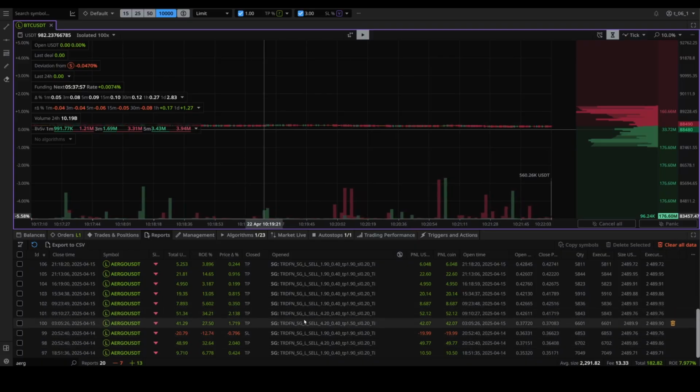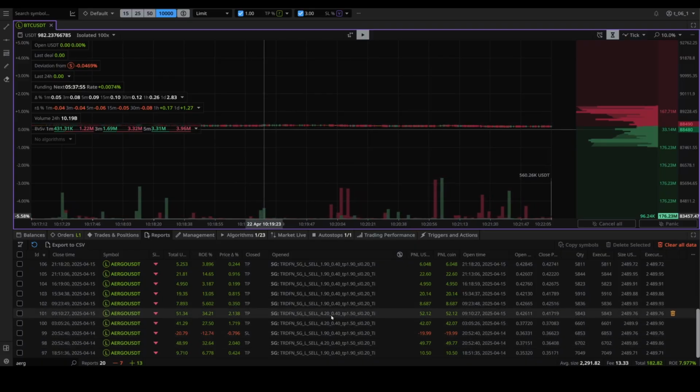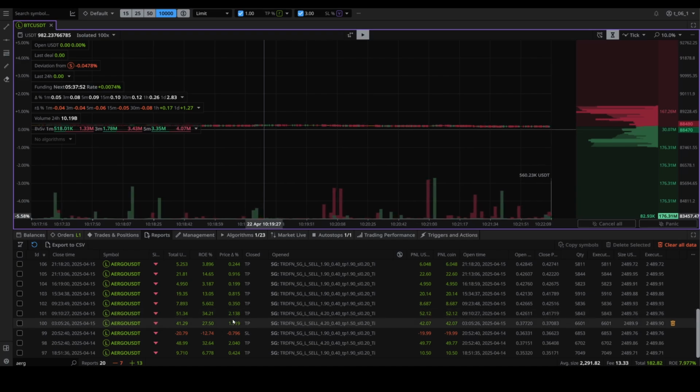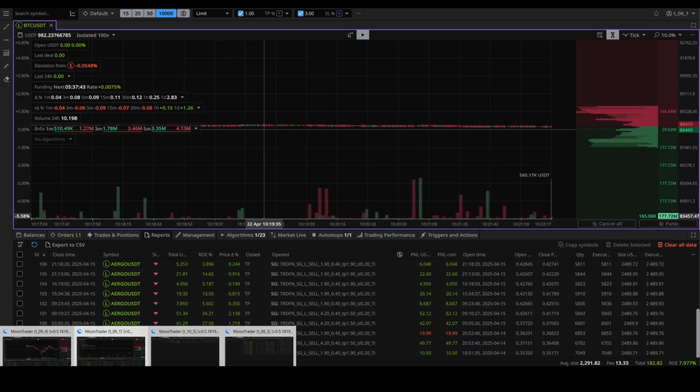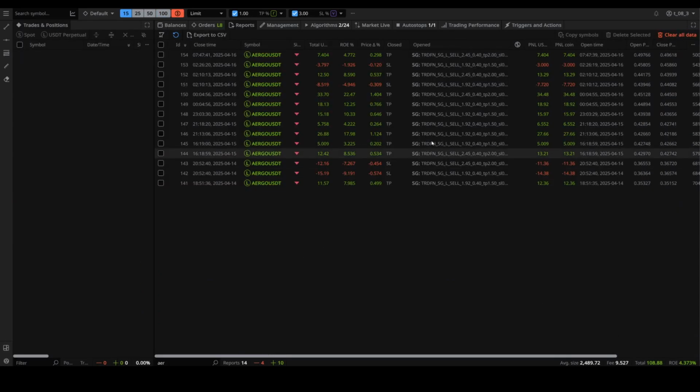So here you can see I've used a distance of 4.2 just in case, and it performed rather well with huge takes like 2%, 1.7%. Then I used a slightly different distance of 1.9. Then on yet another account, I used 2.45 and 1.92.